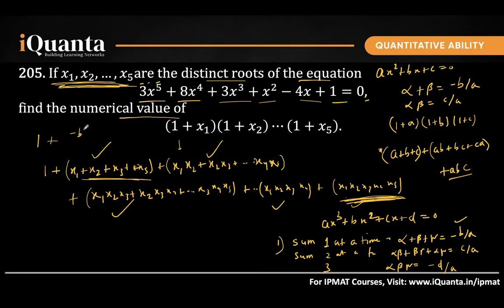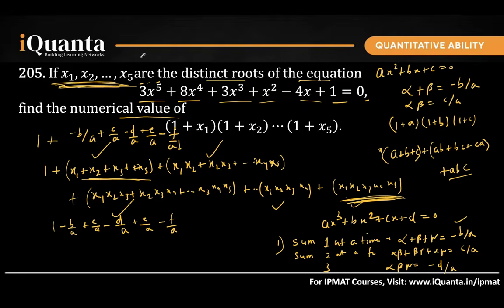So what we'll do here is 1 plus the sum of roots taken one at a time, which will be minus b upon a. Sum of roots taken two at a time will be c upon a. Then sum of roots taken three at a time will be minus d upon a. Sum of roots taken four at a time will be plus e upon a. And finally, the product of all will be minus f upon a. Always remember this. So 1, then minus b upon a, next positive c upon a, next negative d upon a, next positive e upon a, next negative f upon a.